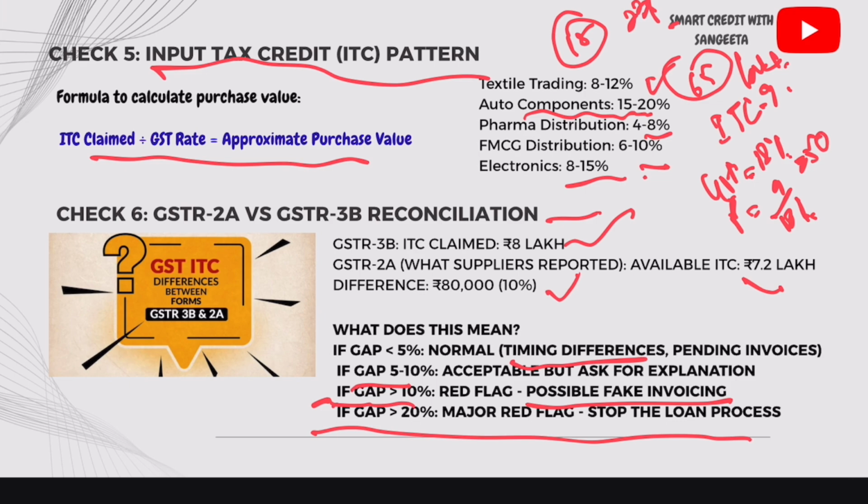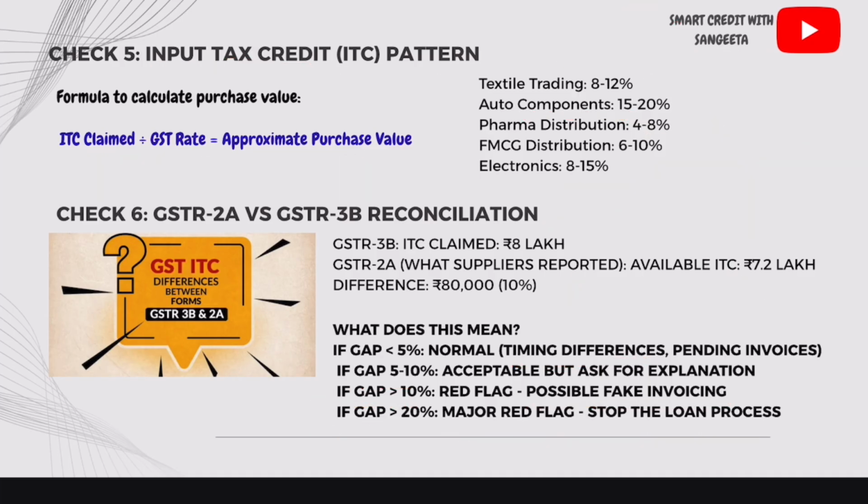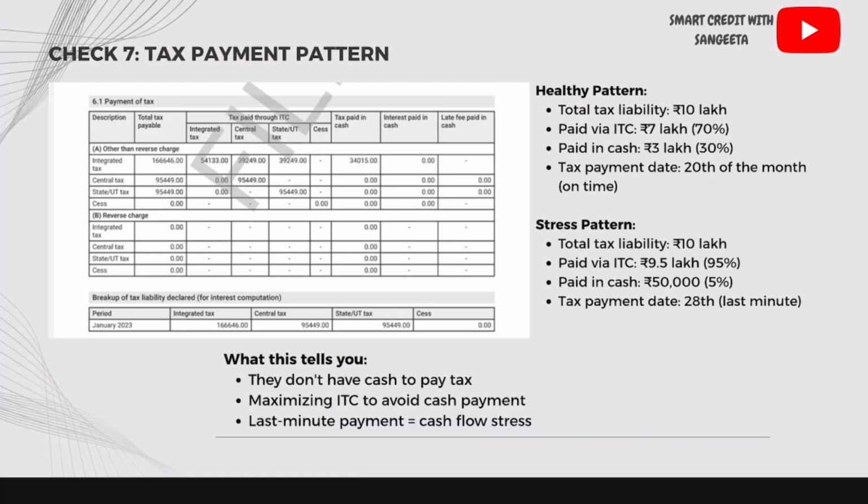Now, they were not just creating the fake bills to inflate, they were even claiming ITC. And when we checked, the loan application was rejected, no need to process further, right? You know the customer's intention is wrong, right? Now let's move to the next check, tax payment pattern, check number 7.